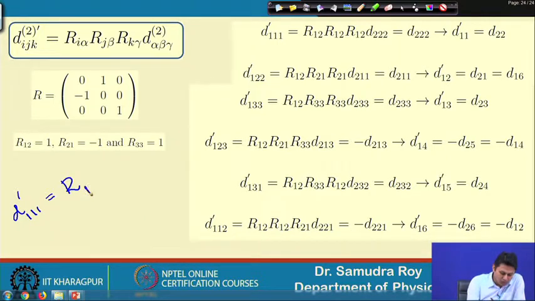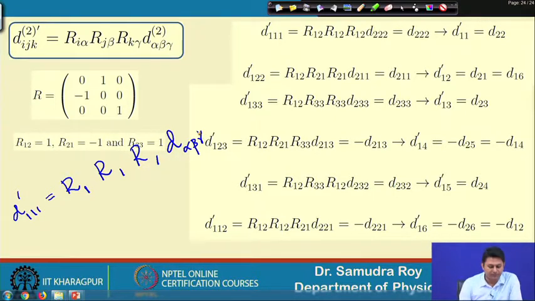So R1 should be here, R1 should be here, R1 should be here, and D alpha beta gamma will be there. I do not know yet what alpha beta gamma will be, but if you look very carefully, whatever value you put except 2, you will always get 0, because only R12 is 1. So if I write 1 here, then this value has to be 2.